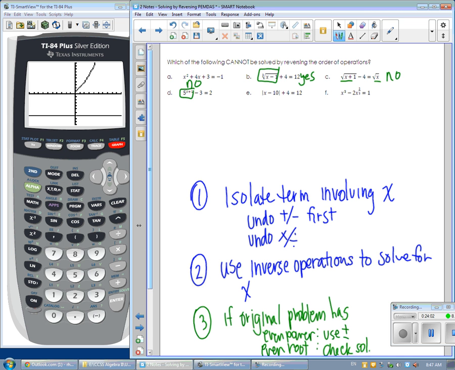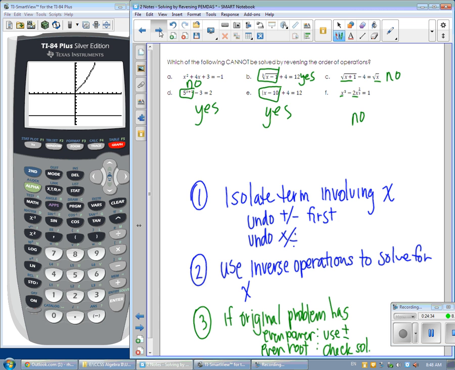In letter E, I have 1 expression involving x. It's an absolute value, but it's possible to get it by itself. So this is a yes. In letter F, I've got two expressions involving x. I cannot combine them because the exponents are not the same. If it was x squared plus 3x squared, I could combine them and I'd have 4x squared and I'd be able to get it by itself. But I can't because the exponents are different. So this is not an example where I could use the reverse order of operations.